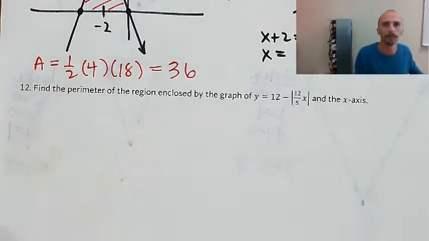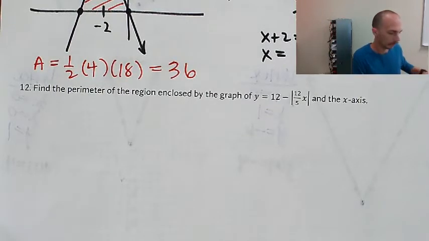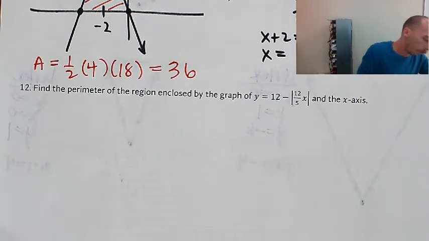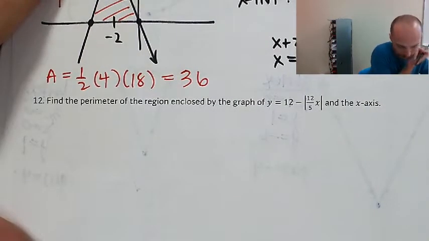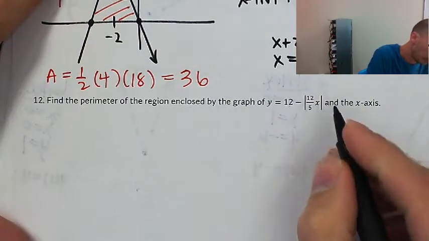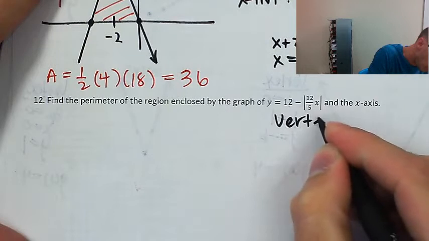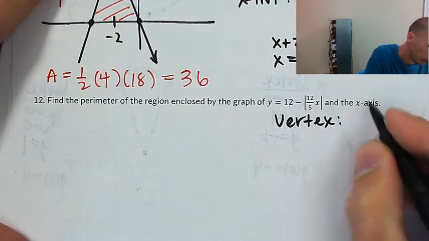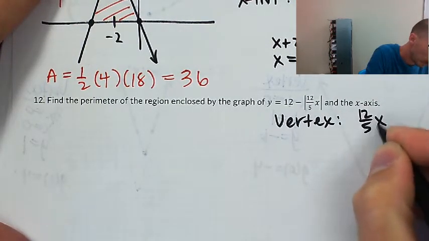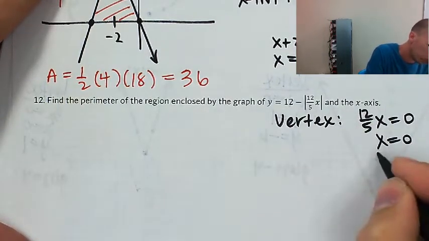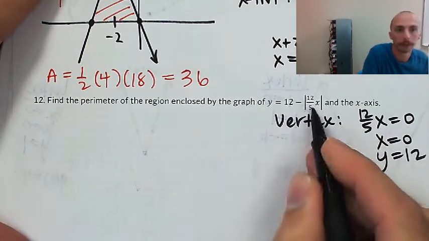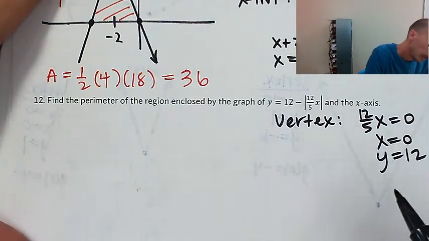Okay. 12 and 5. Okay, I know what's coming here. Pythagorean triple. So find the perimeter of the region enclosed by the graph of y equals 12 minus the absolute value of 12/5 x and the x-axis. Okay, so I'm going to find the coordinates of the vertex. Okay, 12/5 x equals 0. Grab the inside, set it equal to 0. Oh, that's only going to happen when x is 0. Y is going to equal 12. If I plug in x equals 0, y will be 12.